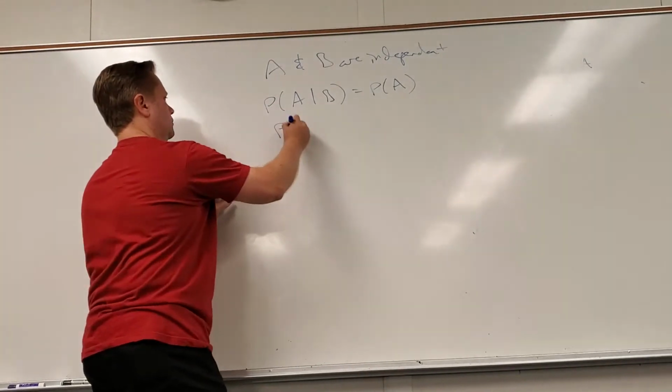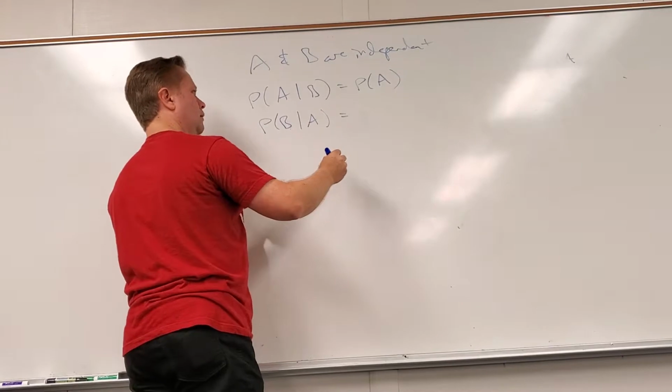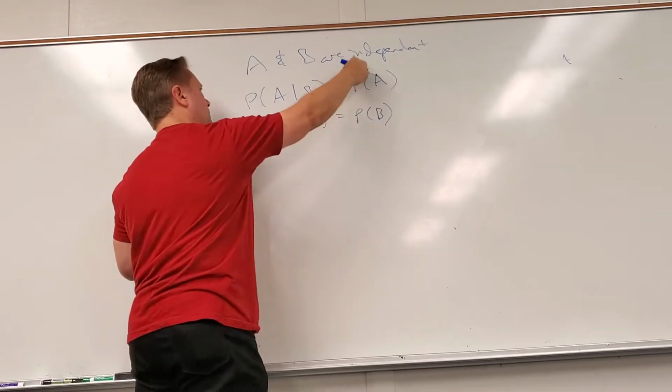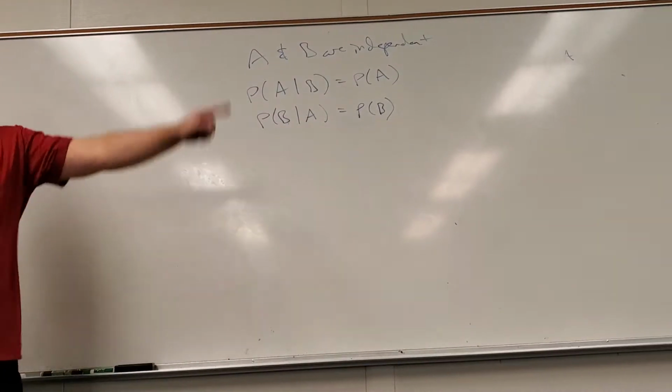What about this? The probability of B given A is the probability of B. There you go. Why? Because if they're independent, A happening doesn't change B. Now this question is easy.